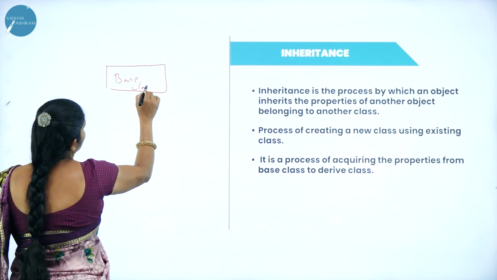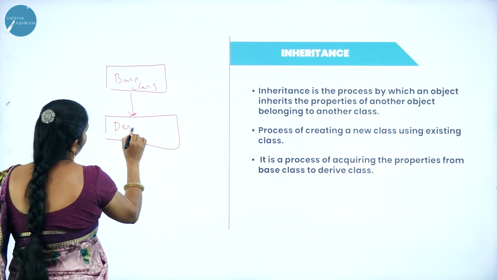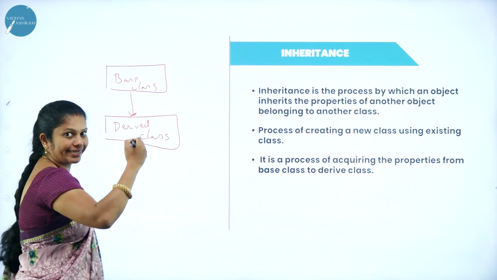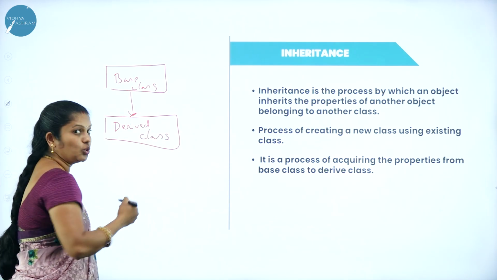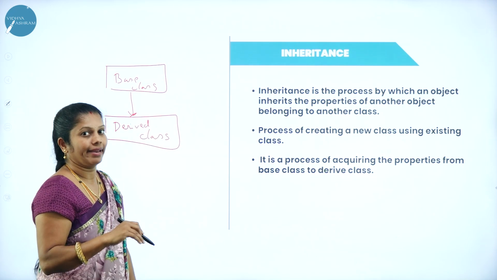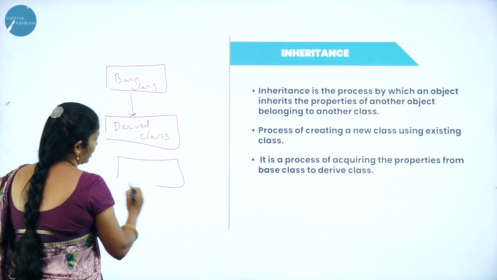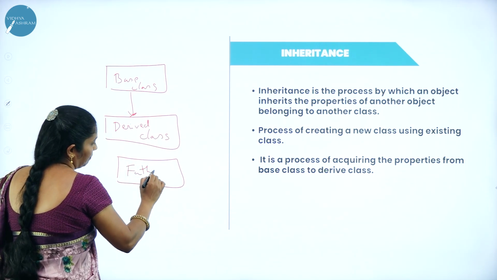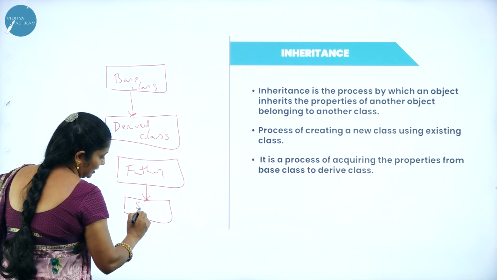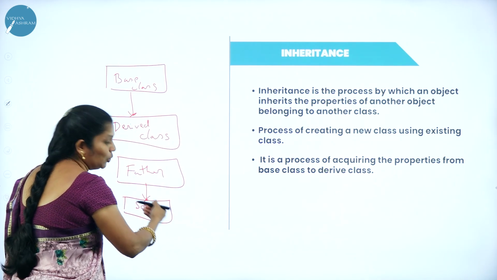Here we have a base class and one more, the derived class. Here the properties are transferring from the base class to the derived class. It's a process of acquiring, taking the properties from father to son. For example, consider we have the father as the base class and one more class, the derived class, that is the son. Here, the properties are transferring from base class to derived class.